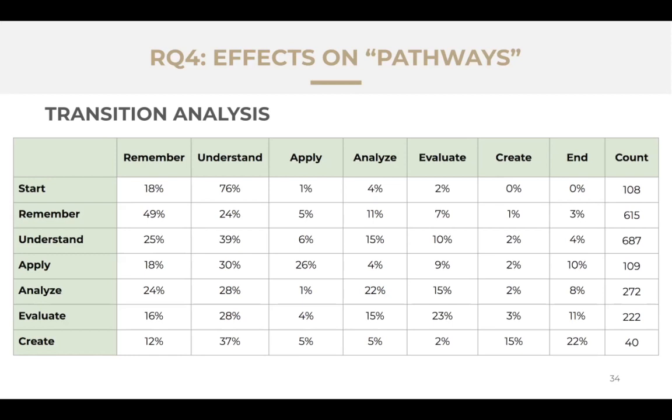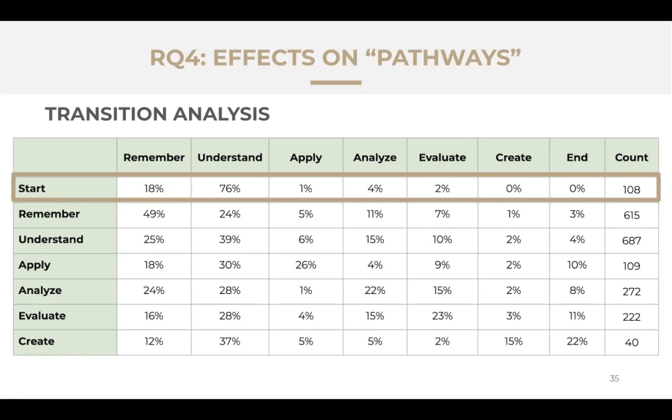cognitive process to another. So for example, if you take the first row, this says that when you start the session, there's an 18% probability that you're going to start with a remember objective and a 76% probability that you're going to start with the understand objective and a 0% chance that you're going to start with create, which is the most complex, which makes sense. And the last column basically says just the count, which is the denominator used in all these probabilities.